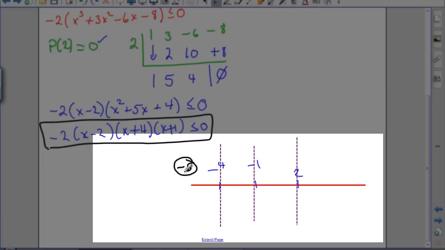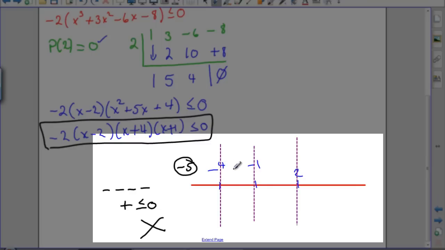So looking just at the sign changes. I have a negative out in front from the -2. If I take -5 and plug it in, -5 minus 2 is -7, but I don't care about the 7, I care that it's negative. Plug in -5 here. -5 plus 4 is -1, there's a negative sign. -5 plus 1 is negative. When I multiply these 4 negatives together, I get a positive. Are positive numbers less than or equal to 0? Well, that's not true. So from negative infinity to negative 4 is not part of my solution.